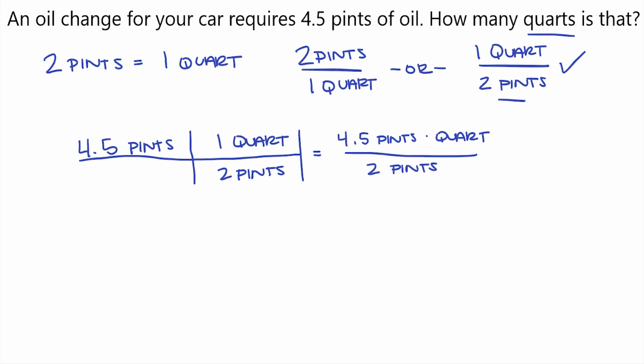Now because I have pints in the numerator and in the denominator, they're going to cancel each other out. So I'll just get rid of those. Next, 4.5 divided by 2 is going to be 2.25, and my unit will be quarts, because that is all that's left. So now we know that for every 4.5 pints of oil, it's going to be 2.25 quarts. And that's how you convert pints to quarts.